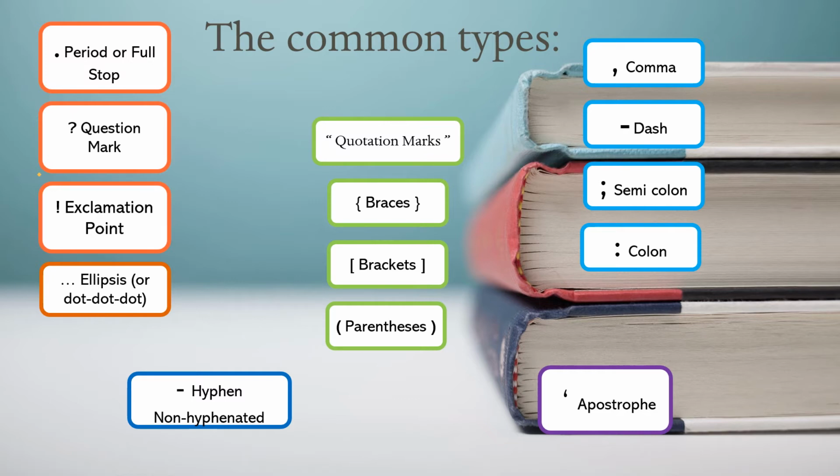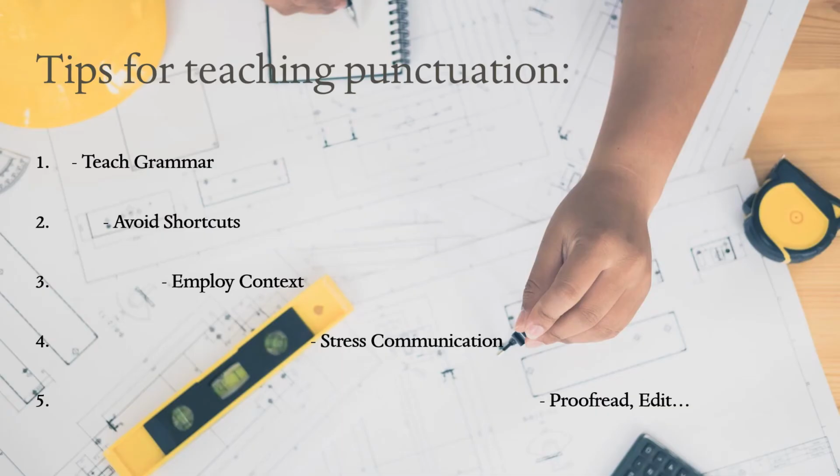And then finally we have the apostrophe, and it's one of the few cases, one of the three cases in English that we have, which is the possessive case. And obviously the possessive case uses apostrophes a lot when it comes to ownership of something. So they are the common types of punctuation.